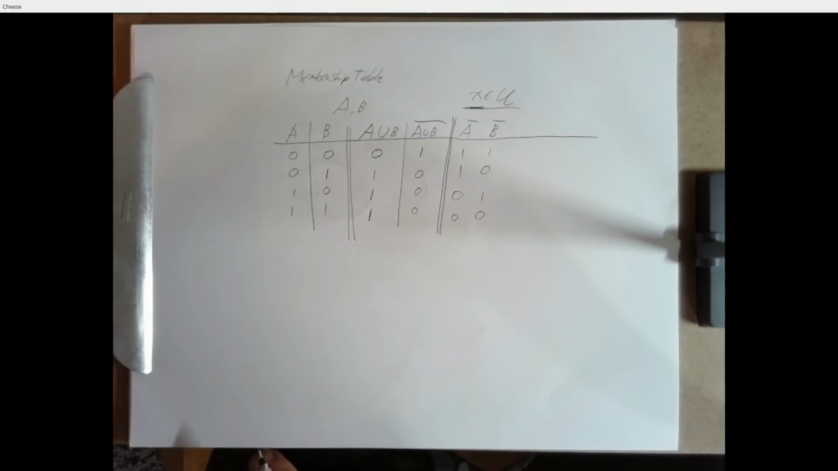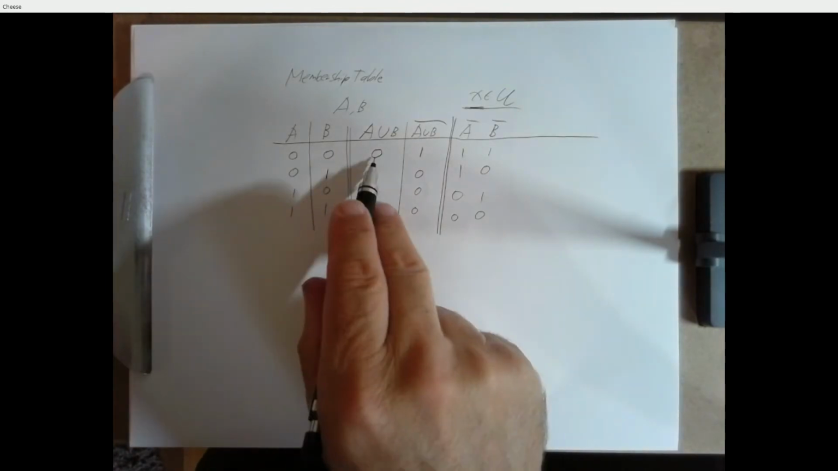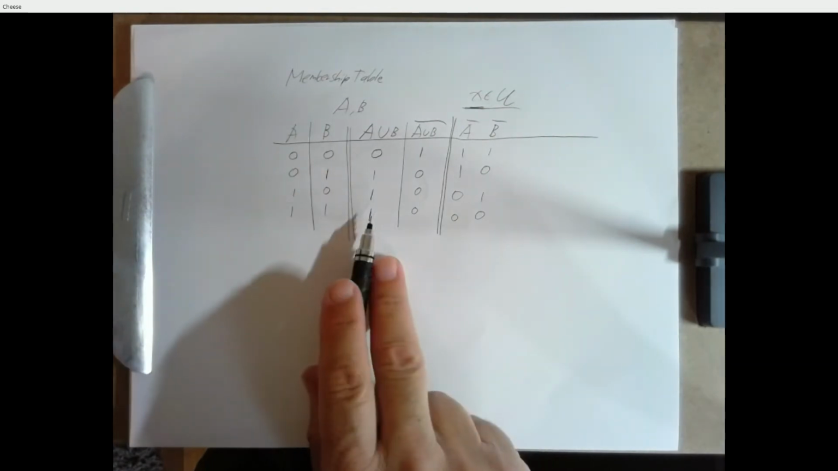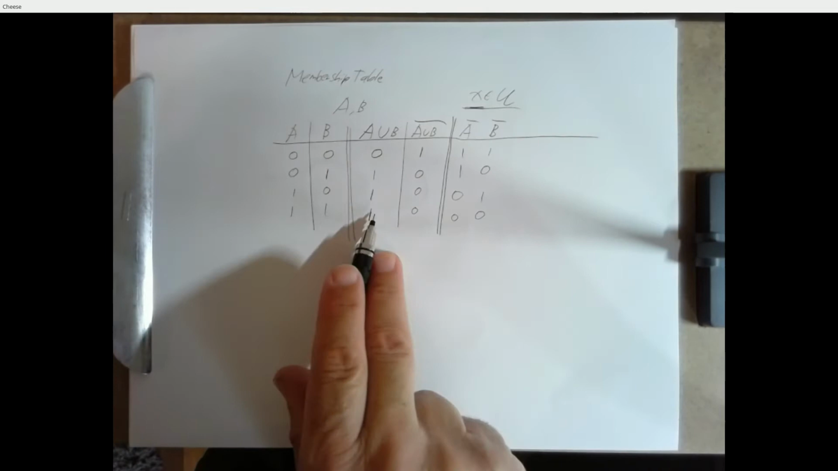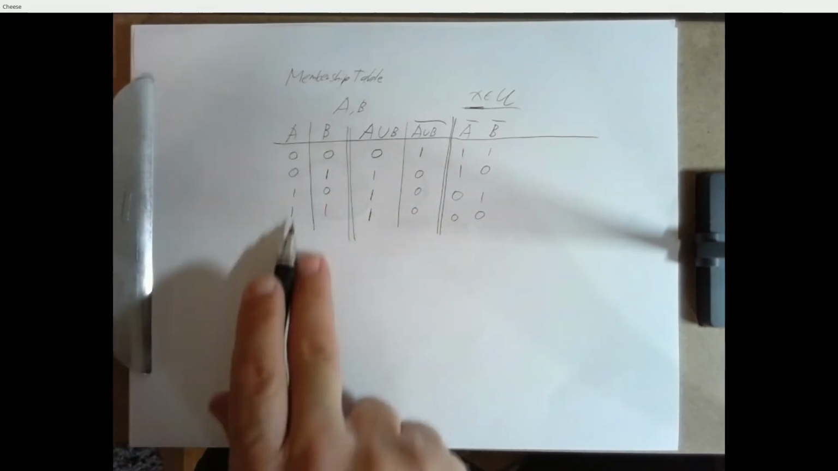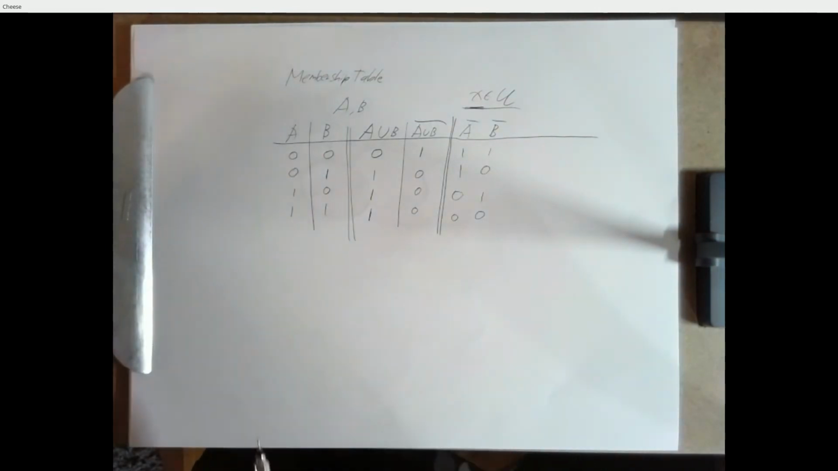And this should start to look like truth tables from Engineering 250, right? This is the truth table for an OR operation. This is an inverse. It's taking the inverse of this column. This is taking the inverse of column A. This is the inverse of column B.